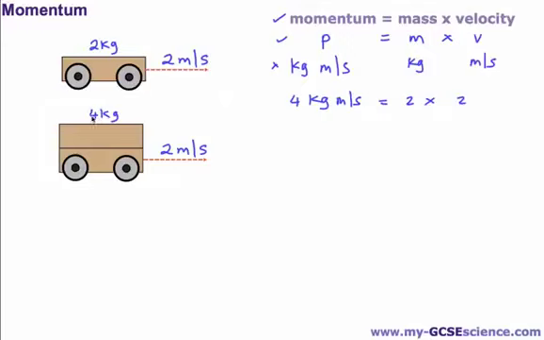So in this case I have increased the mass to 4, and if you're thinking ahead a little bit, you'll just realize that I've doubled the mass, kept the velocity the same, so the momentum is now 8 kg meters per second.